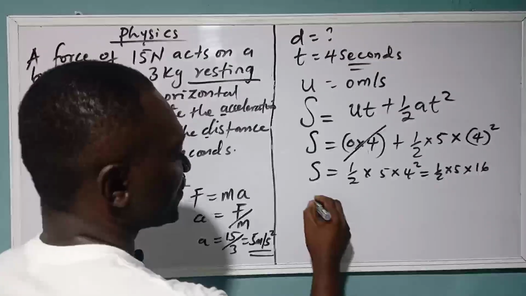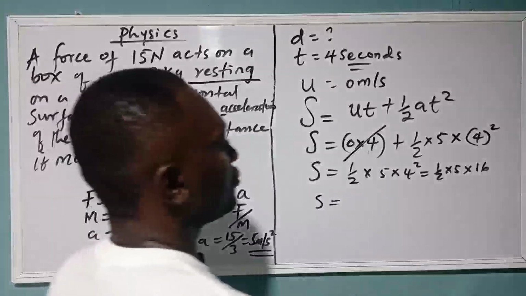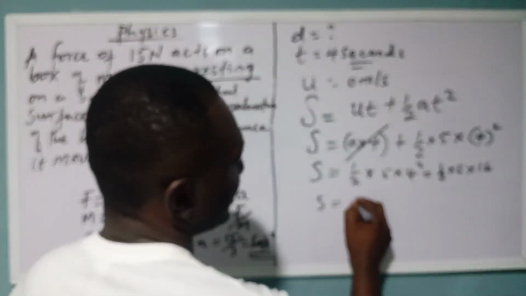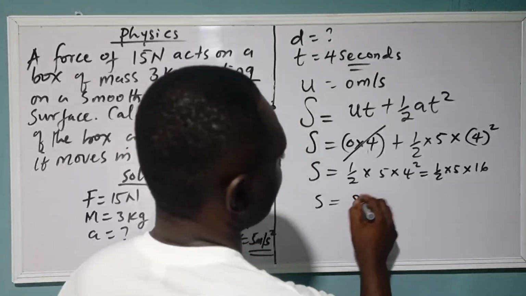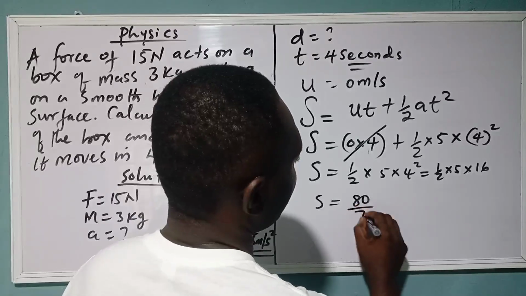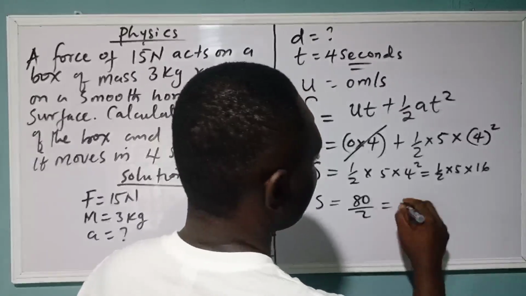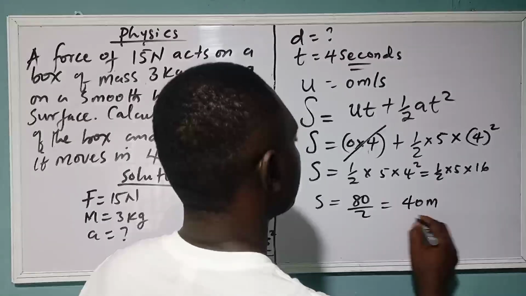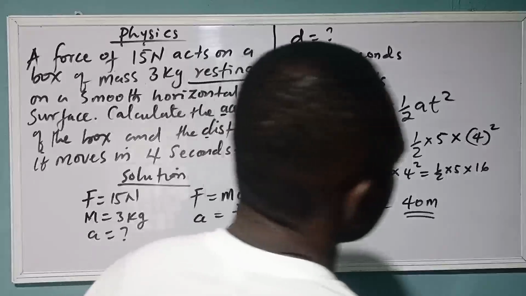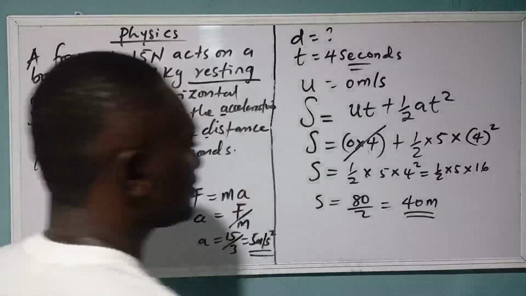Okay, so your s will then be equal to 5 times 16, that gives you 80, right? Yeah, 80, divided by 2, that gives you what? 40 meters. So your distance is what? 40 meters. Is that so?